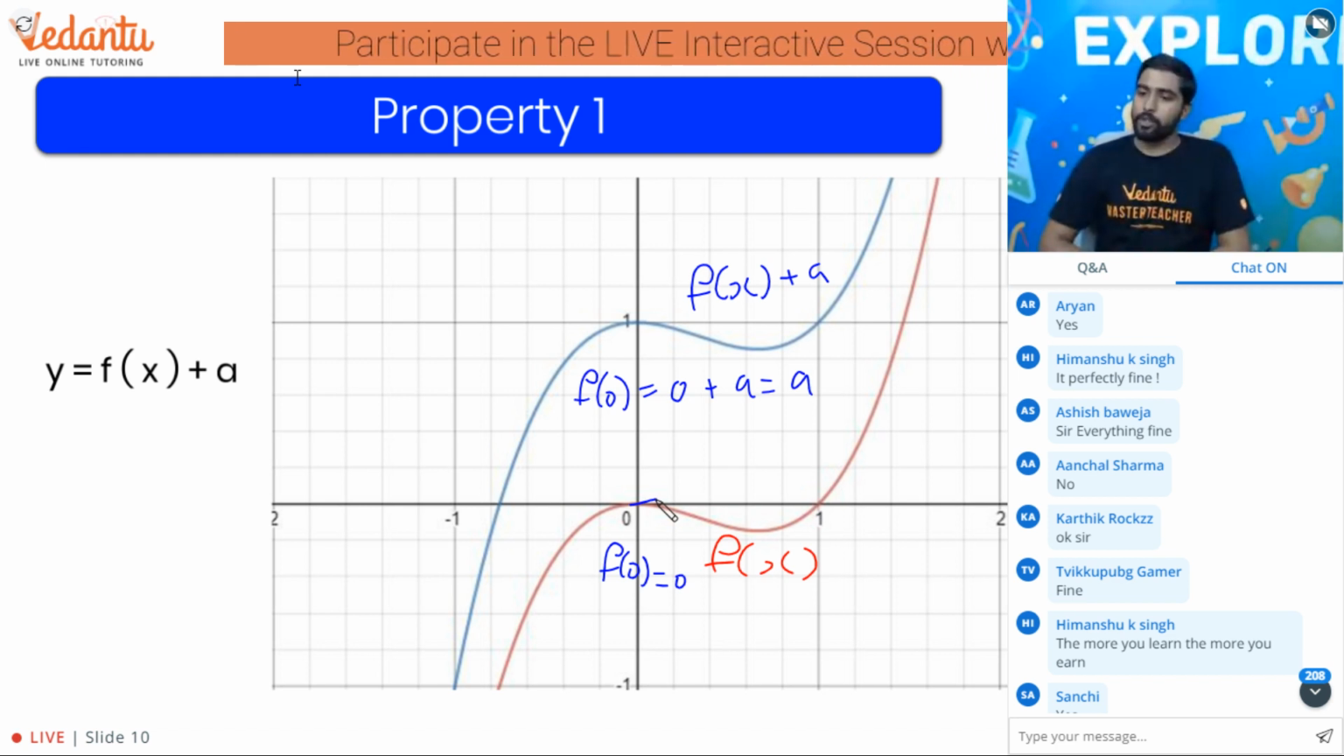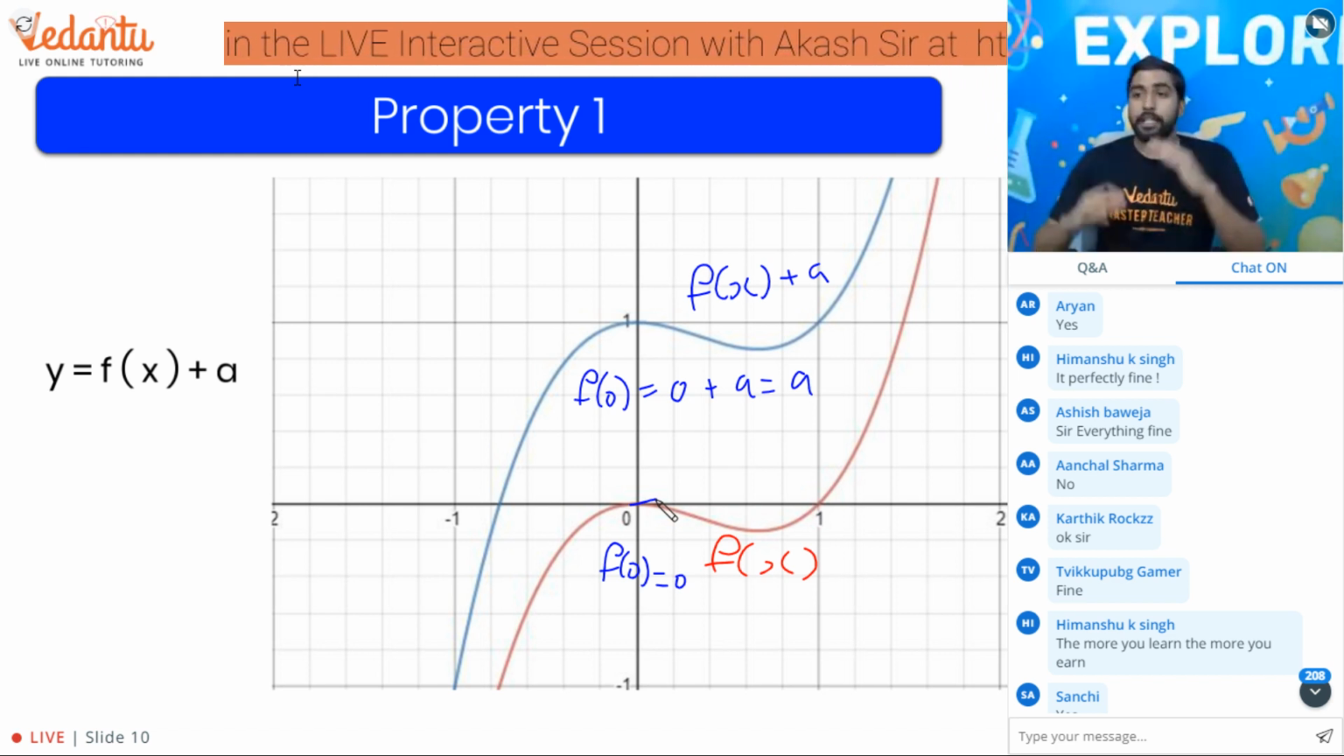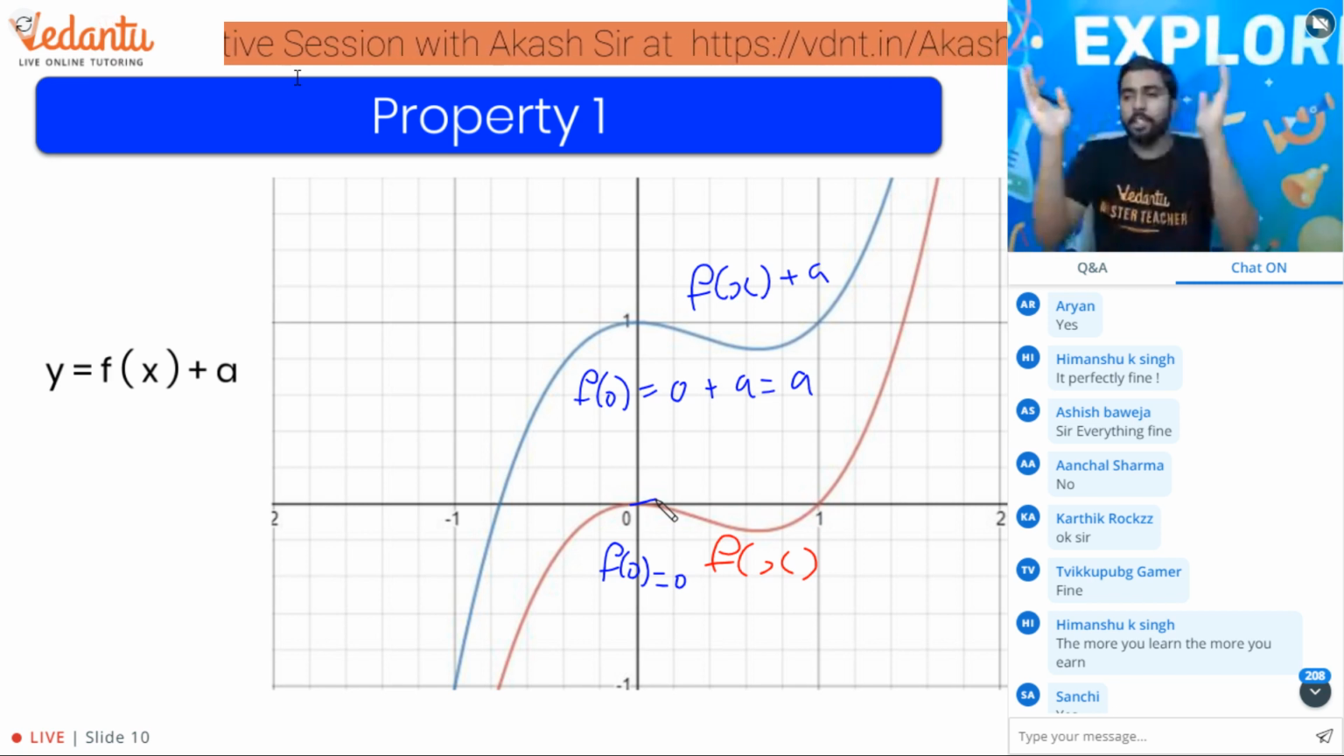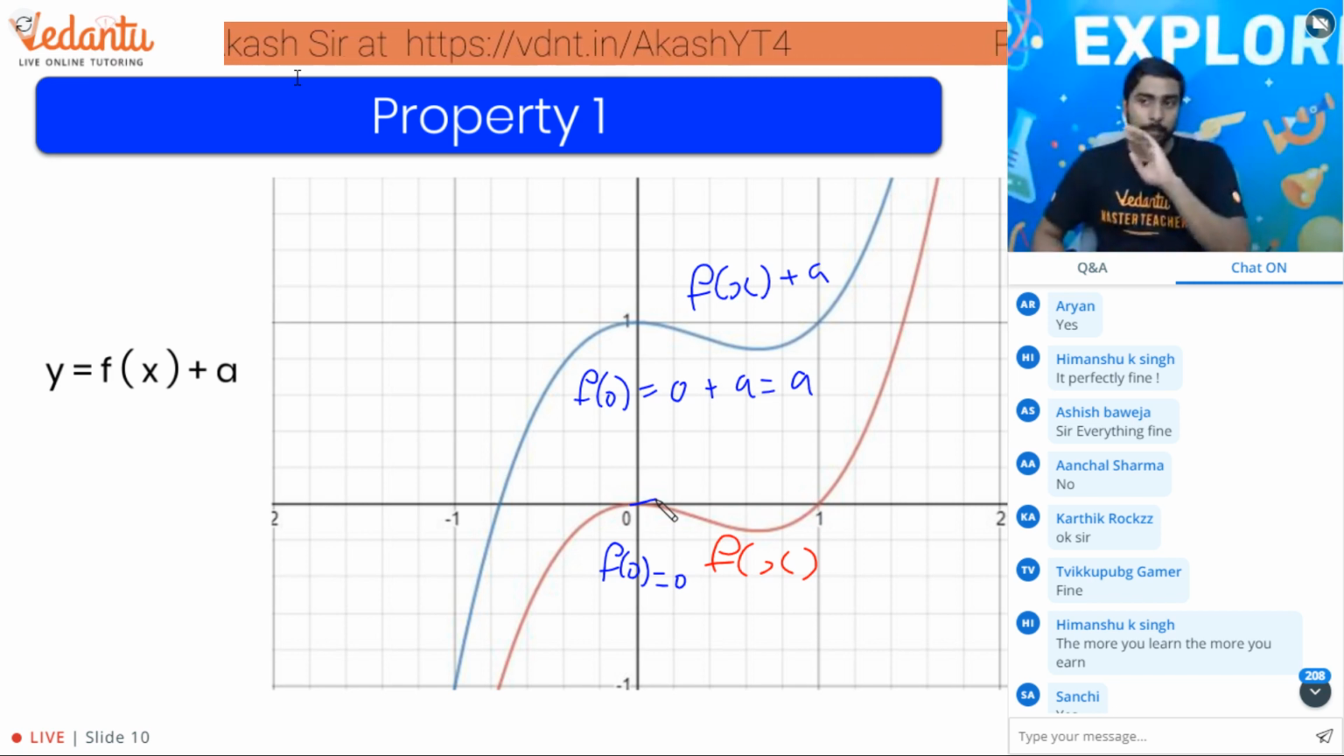Yes, you can do it using intercepts. But make sure you know how the slope of the graph is looking. Only using intercepts might sometimes be problematic.